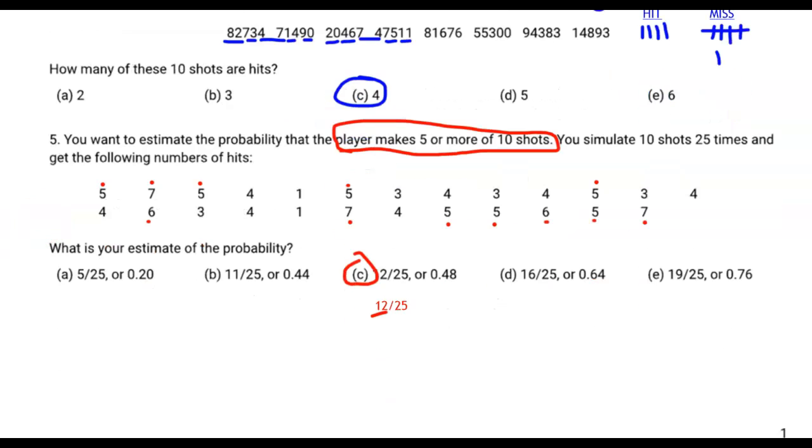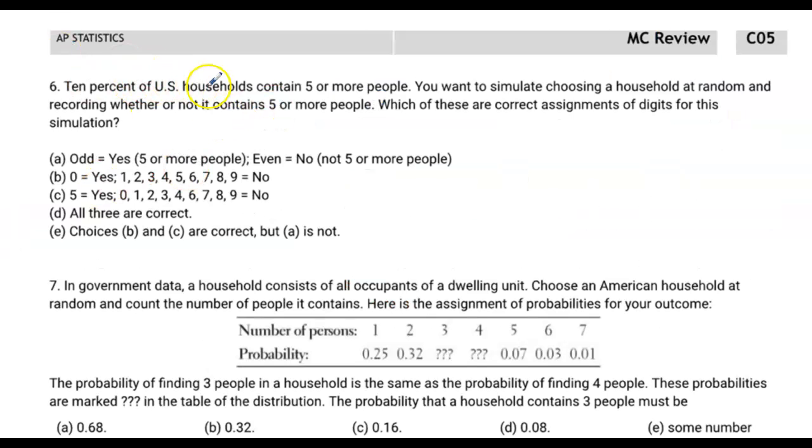All right, moving on to question number 6. 10% of U.S. households contain 5 or more people. Crowded house. You want to simulate choosing a household at random and recording whether or not it contains 5 or more people. Now keep in mind, it says 10%. That's our probability of, I guess, quote unquote, success. Which of these are correct assignments of digits for the simulation? All right, well, 10% of U.S. households.